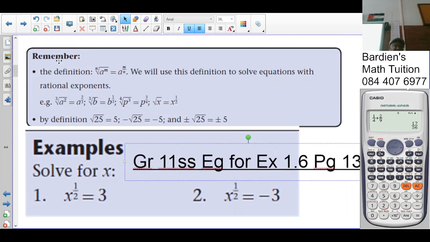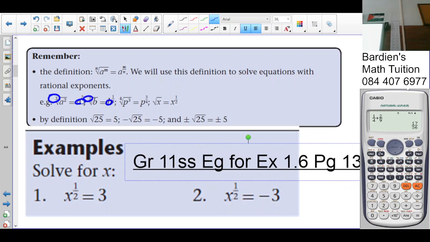So remember the definition where the nth root of a to the m is equal to a to the m over n. We will use the definition to solve equations with rational exponents. Example, the cube root of a squared can be written as a to the 2 over 3. Remember that the denominator will be the root and so on.